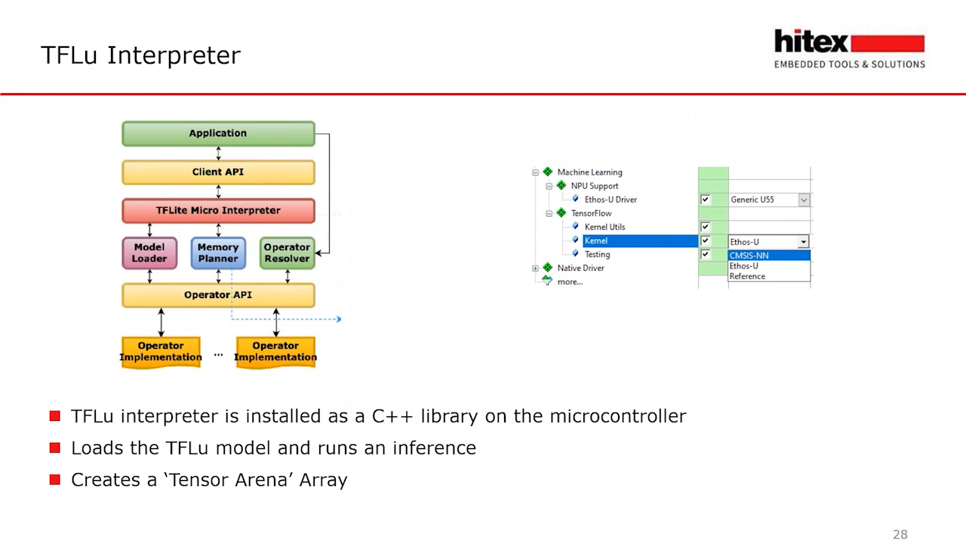The major memory allocation is for a tensor arena. So here we have to define a large array that's then used by the interpreter. And this can be anything from a few tens of K up to tens of megabytes, depending on the model that we've defined.